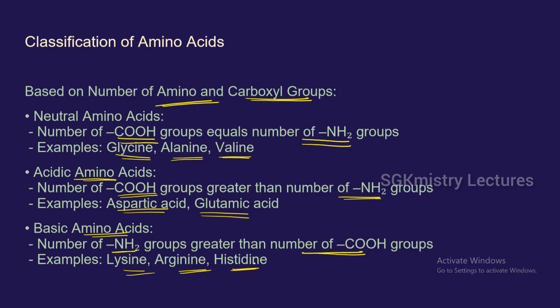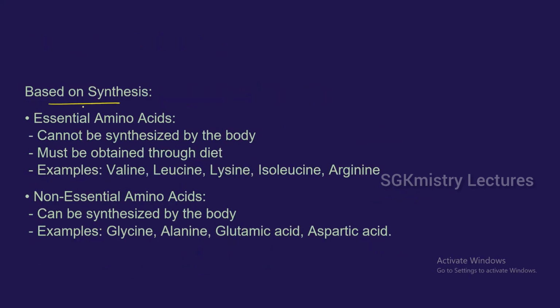Next, based on their synthesis, we can classify amino acids as essential amino acids. Why are they called essential amino acids? Because they cannot be synthesized by our body. They have to be obtained by our body through our diet. Examples of essential amino acids: valine, leucine, lysine, isoleucine, arginine. Whereas non-essential amino acids can be synthesized by our body.